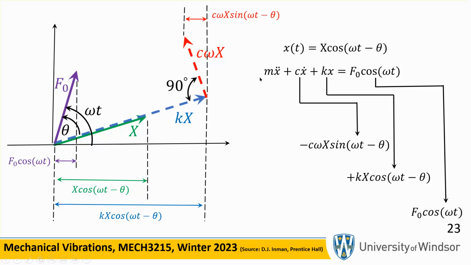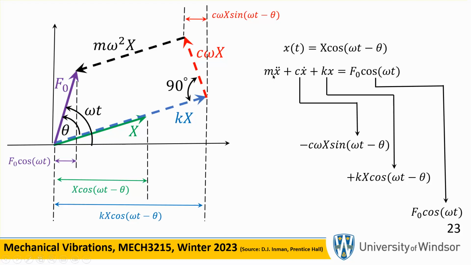Okay, so if you look at this projection on the horizontal axis, it's going to be c omega X times the sine of that angle. That angle is the same as this angle, which is omega t minus theta. So you can see that c x dot, the damping term, can be represented vectorially by this red dashed vector, and the horizontal component of it is going to be exactly what this thing is.